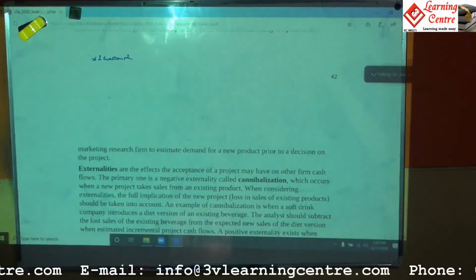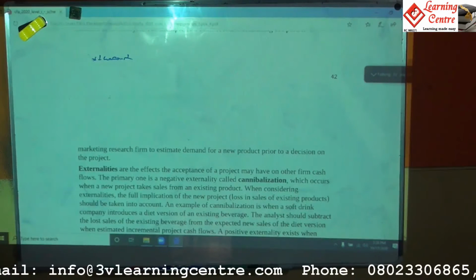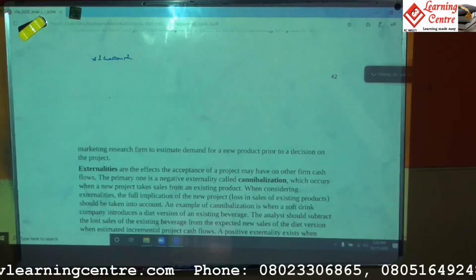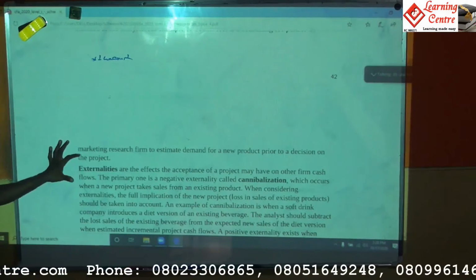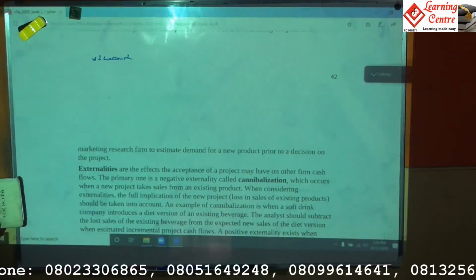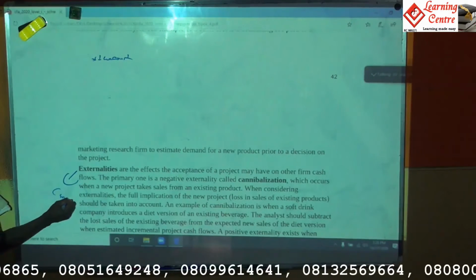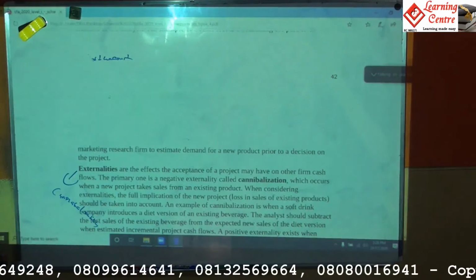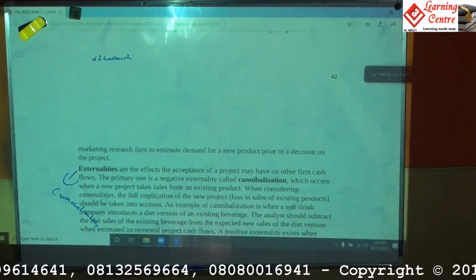Are we good? The other one is sunk cost, which you ignore. So another form of externalities is cannibalization. Cannibalization. So you also include that one. I will explain. You also include that one in your calculation of your capital budgeting.